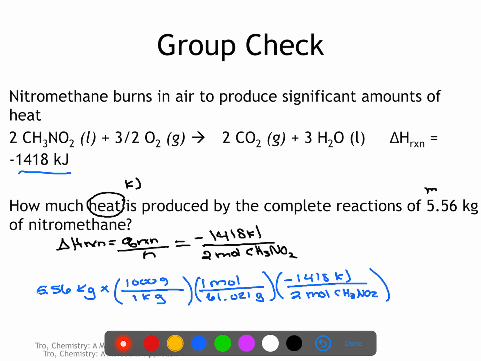And then double check, does everything cancel? Kilograms go away, grams go away, moles go away. You can always rearrange this too, since you just want heat, and you'll see that to get the heat, you need to figure out the difference here and cancel out the moles. So that's going to end up giving you a value of negative 6.49 times 10 to the power of 4 kilojoules.